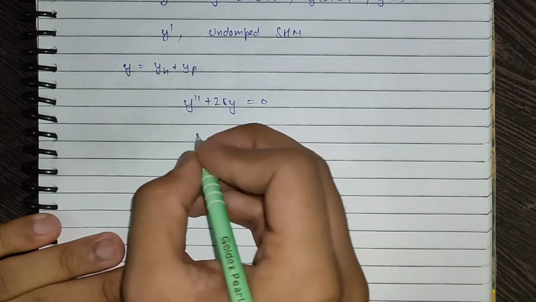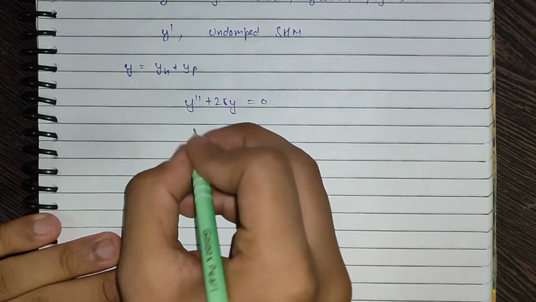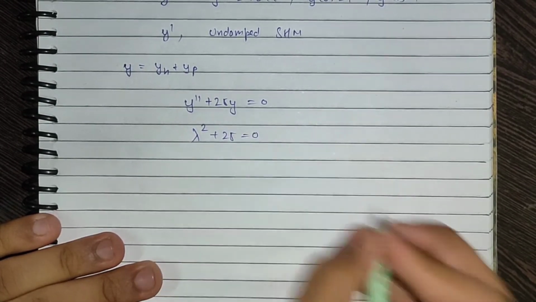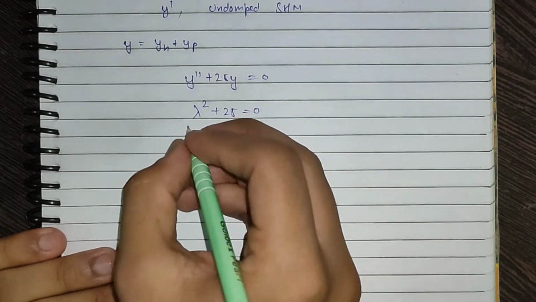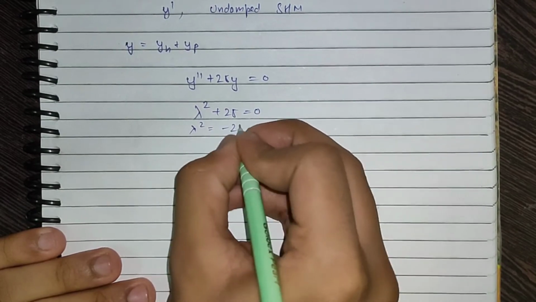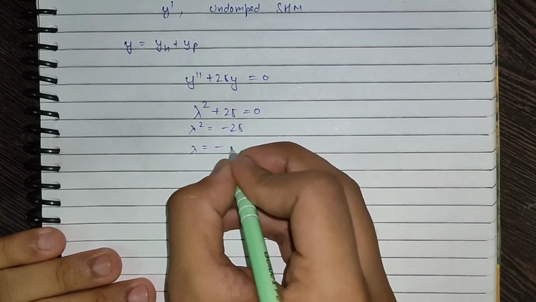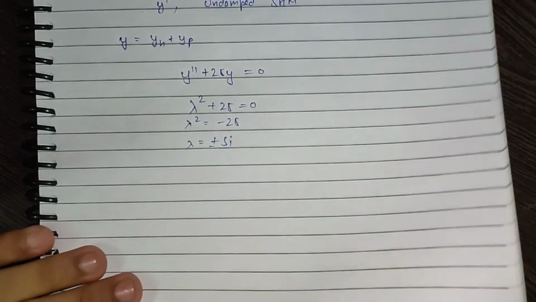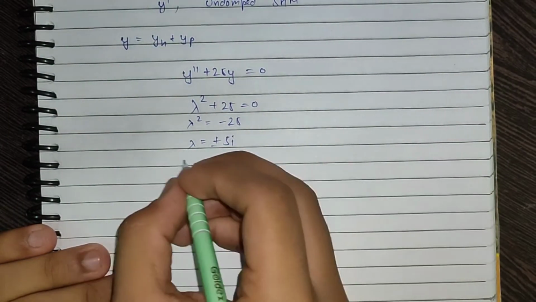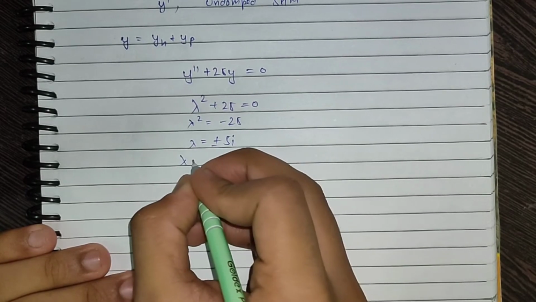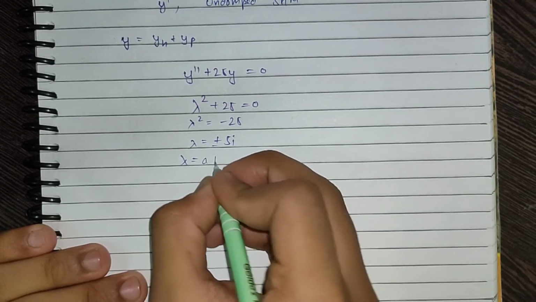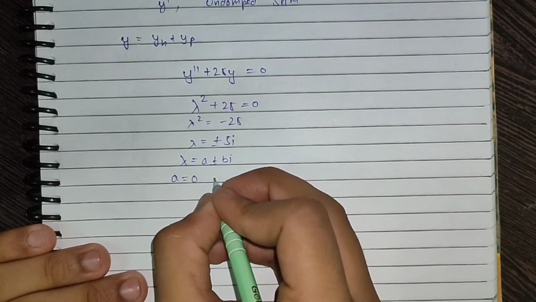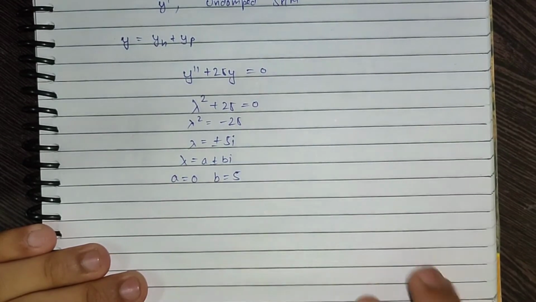Now we'll write its characteristic equation, which is lambda square plus 25 is equal to 0. Now lambda square will be minus 25 and lambda will be plus minus 5i. So on comparing it with the general imaginary root, that is a plus minus bi, we'll get that a is equal to 0 and b is equal to 5.